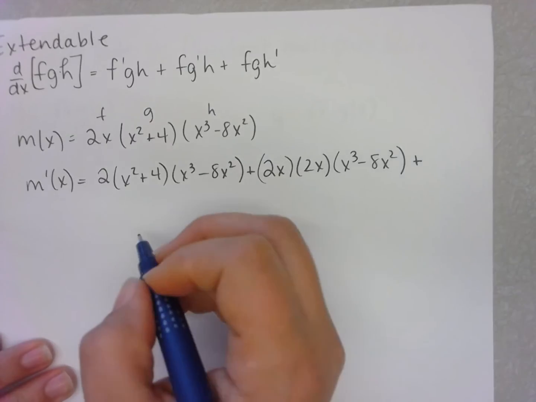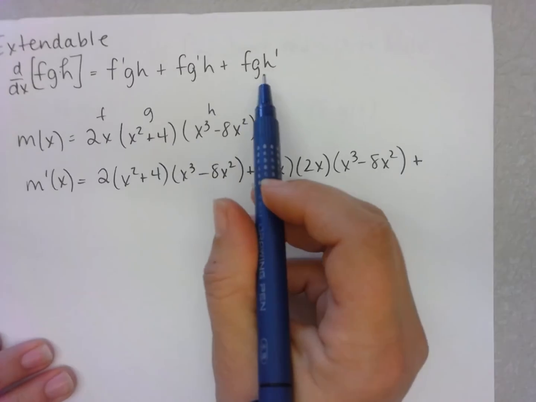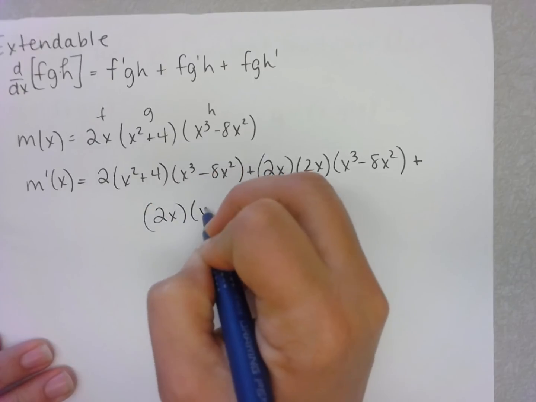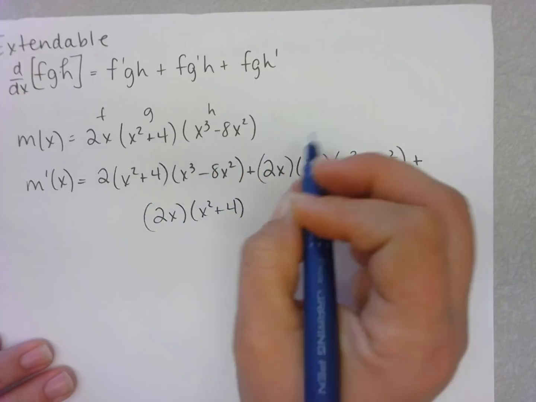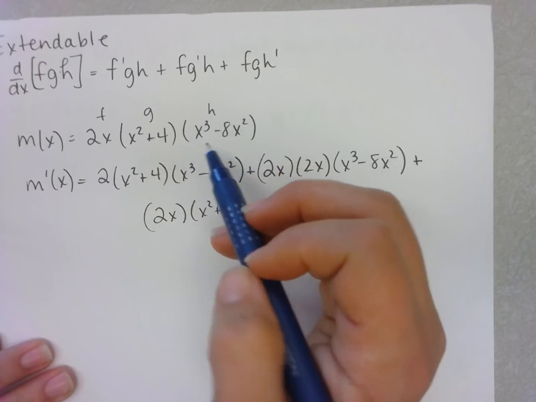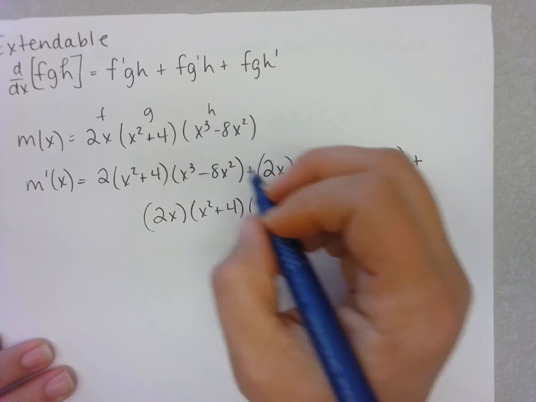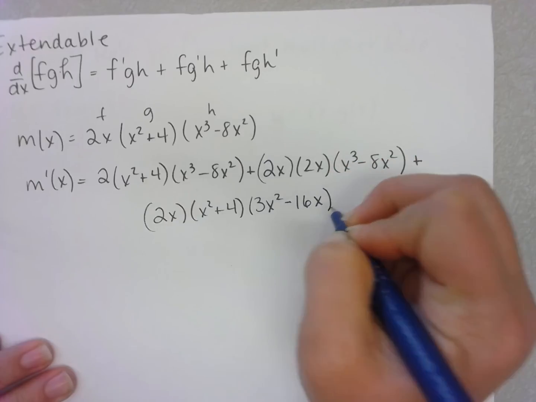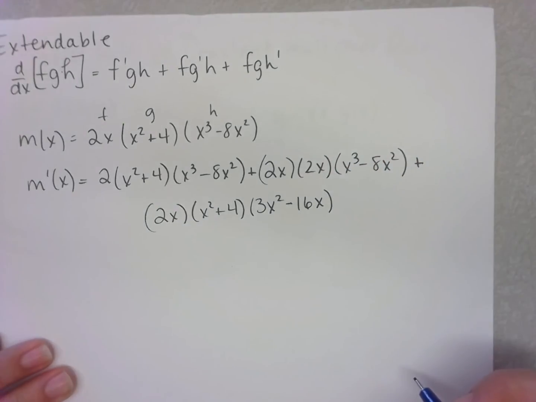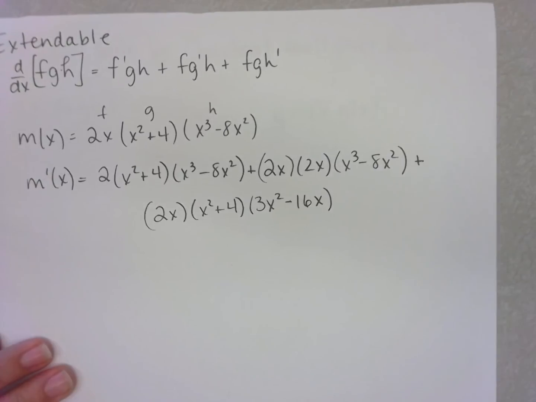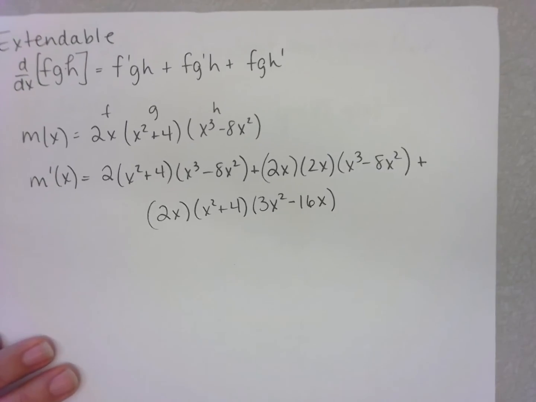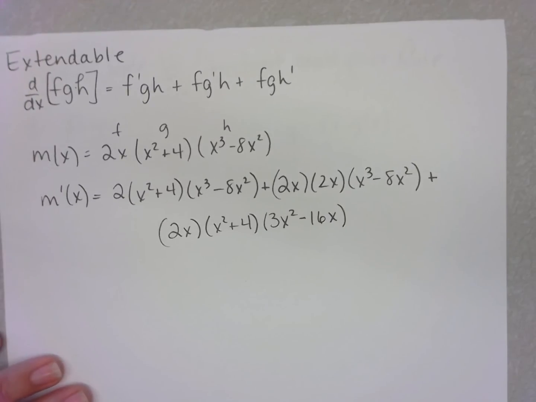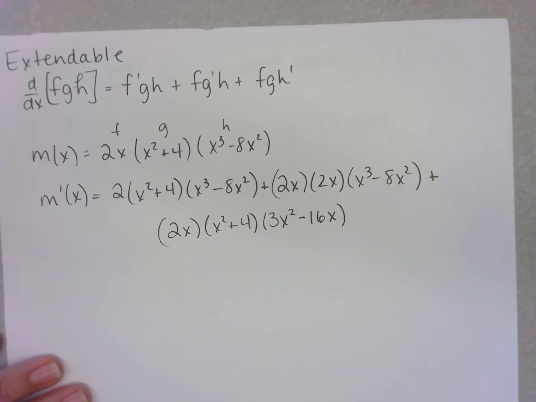And plus, I'm running out of space here, then I have f and g unchanged, so that's the 2x and the x squared plus 4. And now this time I need the derivative of h, so that would be 3x squared minus 16x. Okay? And that's my derivative. So I can, in fact, extend it to as many terms as I want to. That's as far as I'm going to go as far as examples go, but you feel free to play with that if you would like.